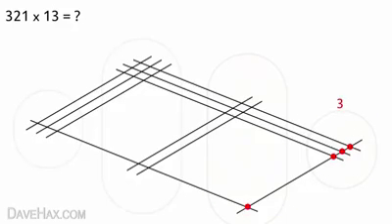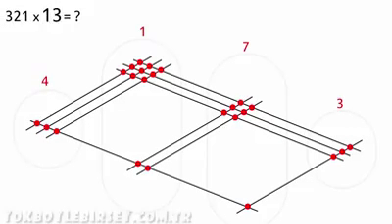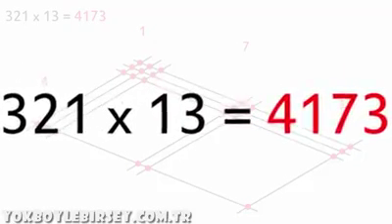3, 1 at the bottom, 2, 3, 4, 5, 6, 7. Then 1, 2, 3, 4, 5, 6, 7, 8, 9, 10, 11. So again, we leave the last digit there, carry the first digit over to the next zone, and add it to the dots. 1, 2, 3 plus 1 gives us 4. 4, 1, 7, 3. So our answer, 321 times 13, is 4,173.